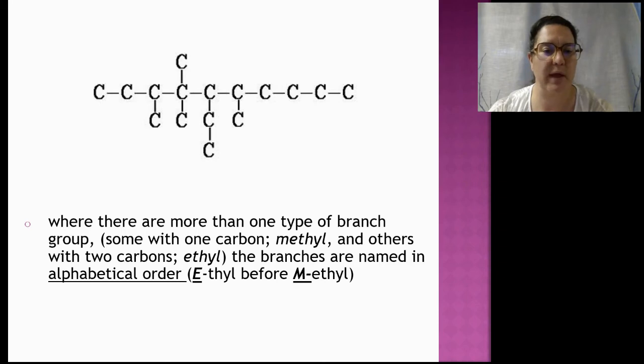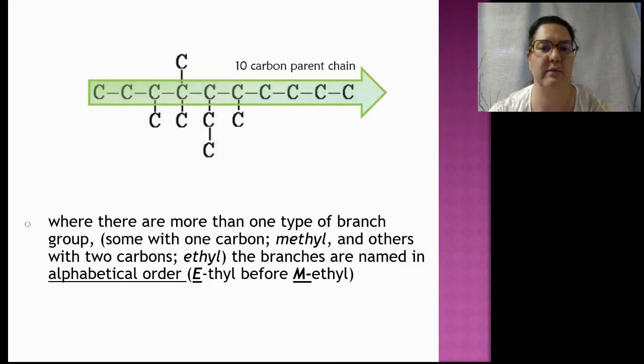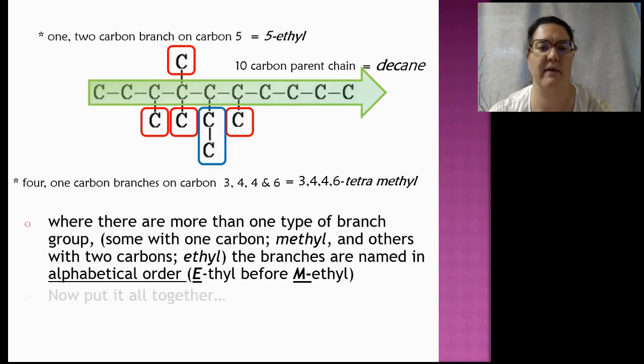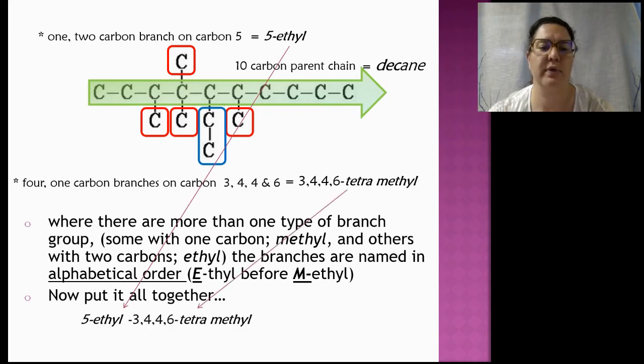When there's more than one type of branch, one might be a single carbon and one might be a double carbon, we want to write them in alphabetical order. So our ethyl branch would come before our methyl branches. So we identify our 10 carbon parent chain, which would be decane. We have 4 methyl branches, on 3, 4, 4, and 6. And so 3,4,4,6-tetramethyl. And 1 2-carbon branch on carbon 5. So this would be 5-ethyl. Then we put it all together again in alphabetical order. So we have 5-ethyl-3,4,4,6-tetramethyldecane.